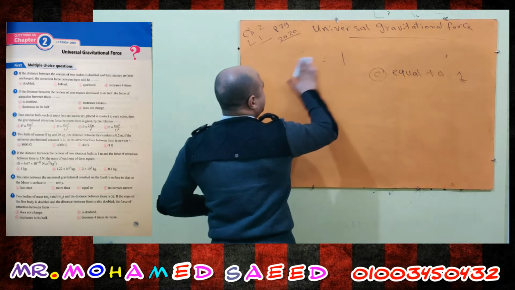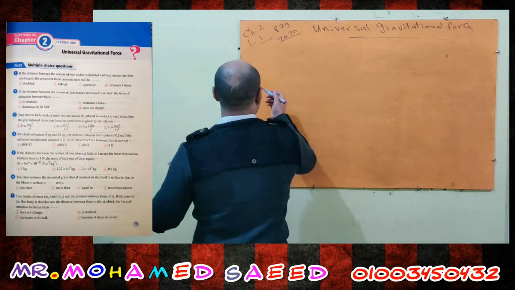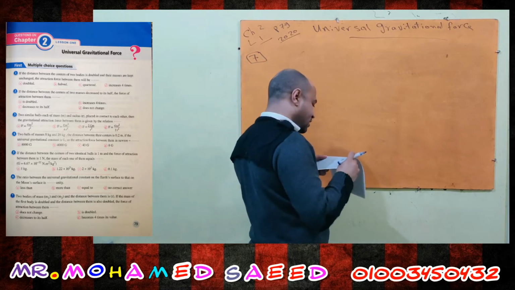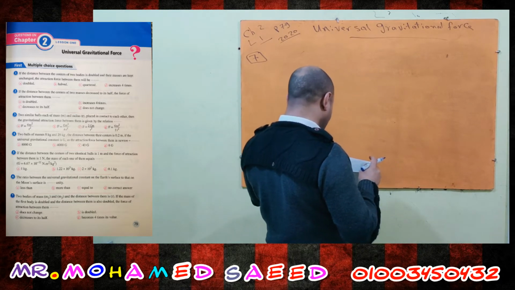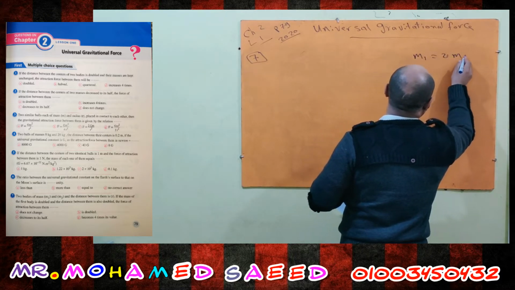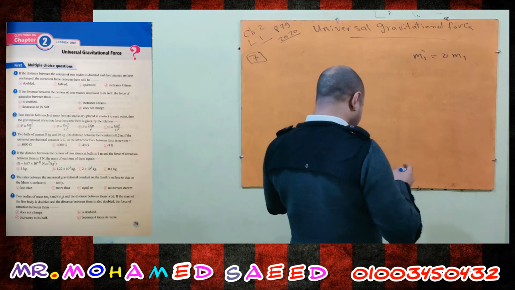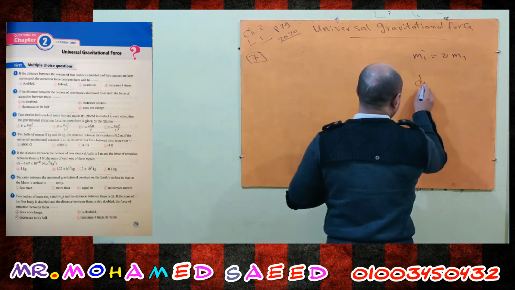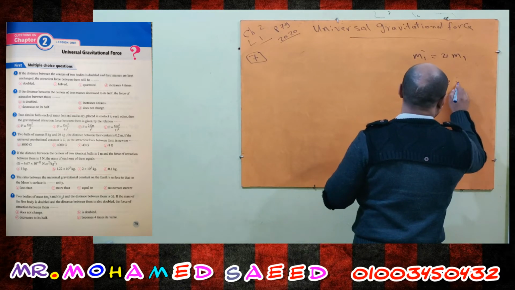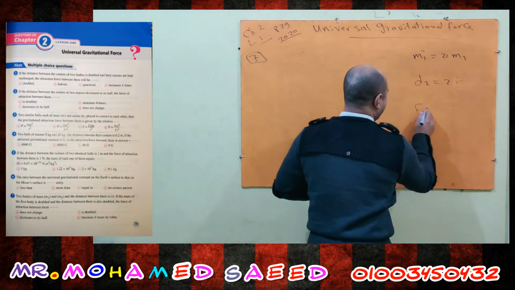The next question, number 7. Two bodies of masses M1 and M2 and the distance between them is R. If the mass of the first body is doubled, M1 to M1 dash, for example, is doubled, and the distance between them is also doubled, D to D dash or 2R, you can say 2R. The force of attraction between them, it equals what?